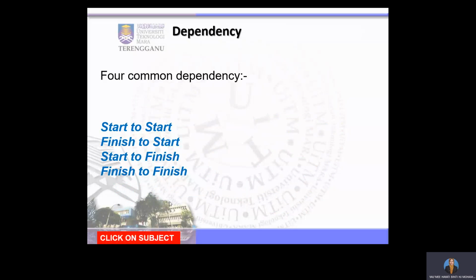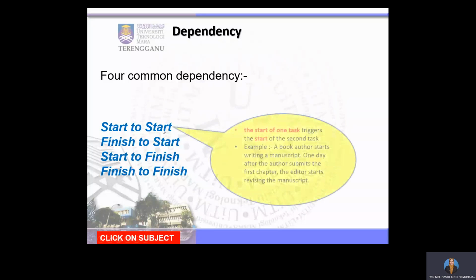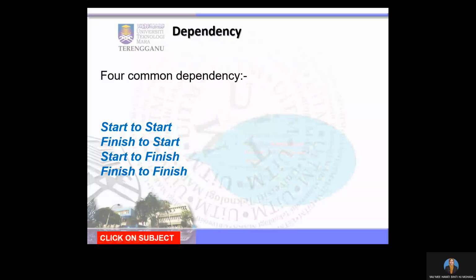In Microsoft Project, there are four kinds of common dependency, which are start to start, finish to start, start to finish, and finish to finish.